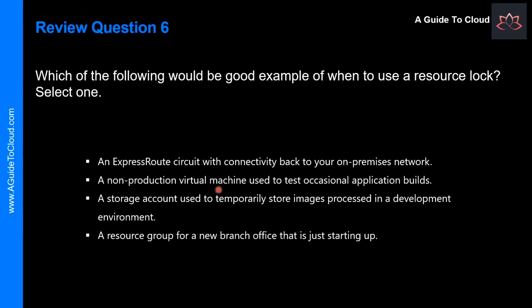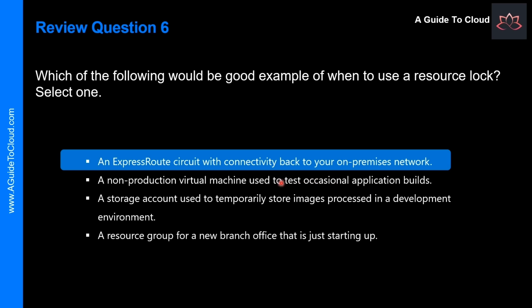Next statement, a non-production virtual machine used to test occasional application build. Again, not an ideal scenario where you will place a resource lock because first of all, it's a non-production virtual machine, and second, it is only occasionally used to test. So the correct answer is an ExpressRoute circuit with connectivity back to your on-premises network. Resource locks prevent another user in your organization from accidentally deleting or modifying a critical resource, and ExpressRoute is a critical resource in an organization.